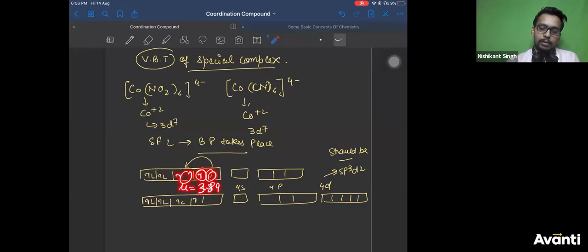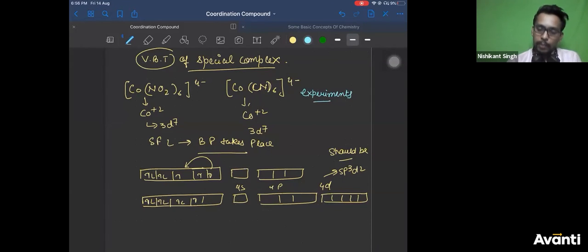3.89. Yes or no? Exactly, Chetan. That's what I'm doing. So if we have to use outer orbitals only, why are we doing back pairing? Then we should have 3 unpaired electrons, magnetic moment 3.89. But when we did experiments, they showed the following.